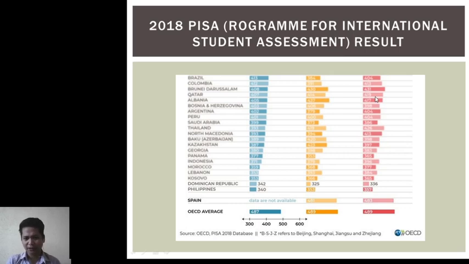Is it red or pink? Yeah, this one. That's science. Okay, and it only shows that in reading comprehension, Philippines is the lowest. Science, Philippines is the second lowest, and the third one, math, Philippines is the second lowest still. Okay, so we are one among the lowest when it comes to science, mathematics, and reading comprehension.